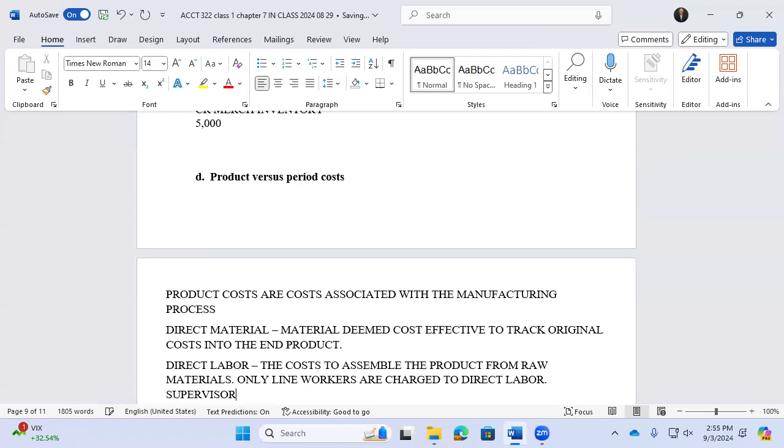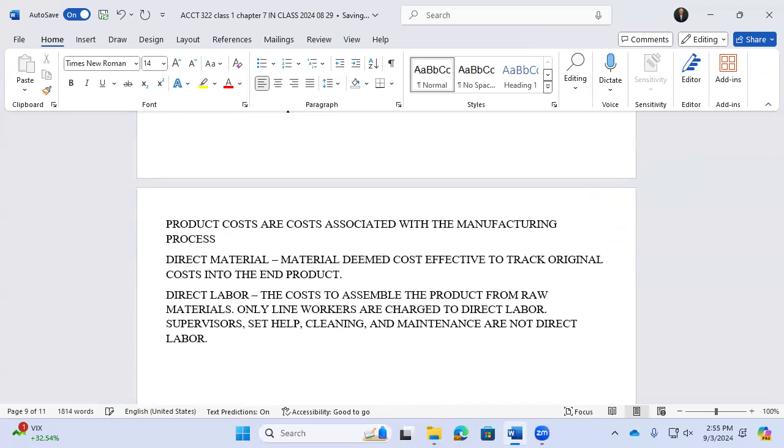Supervisors, setup help, cleaning, and maintenance are not direct labor. Okay, so if you are working on a line and you're the supervisor in back, you're watching them do the job, only their hourly or salary wage will count. For the most part, by the way, we'll always assume it's hourly. And then your wage goes to what we call manufacturing overhead.